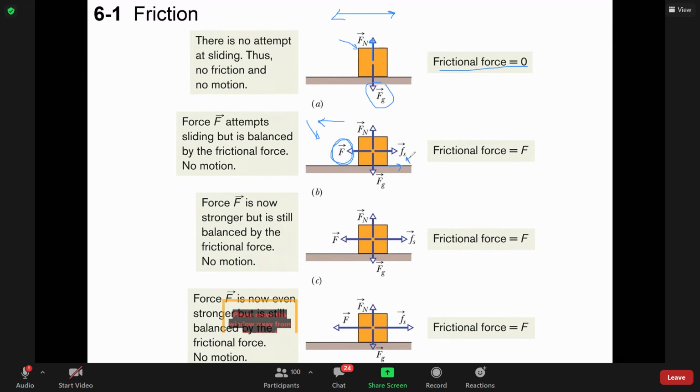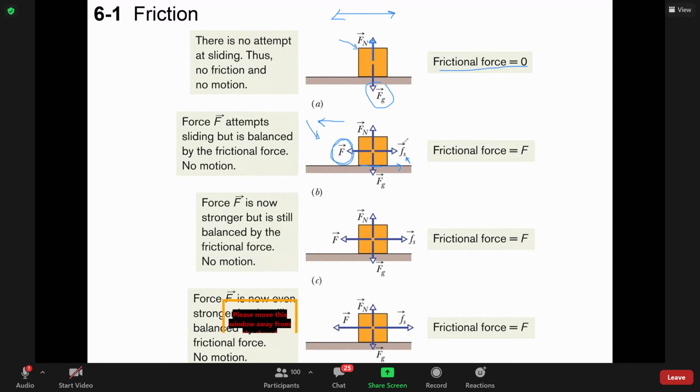You try to pull it to the left. If there is no friction, you should be able to move it. But if it didn't move, what does it mean? It means there is a friction here that resisted this big F. So this resistance or this friction, we call it F sub S, which means static frictional force.